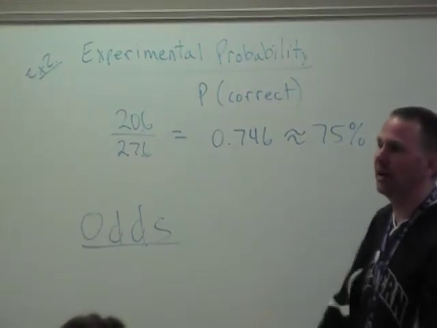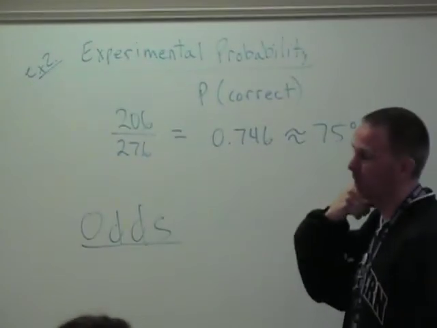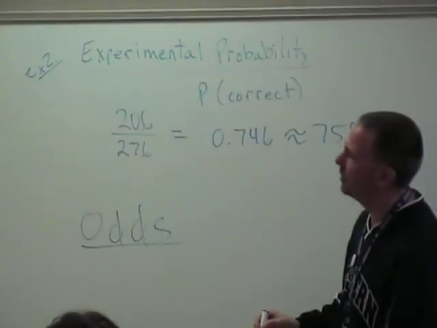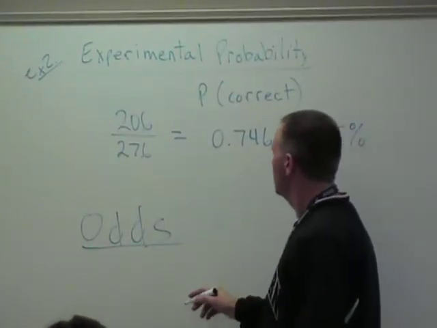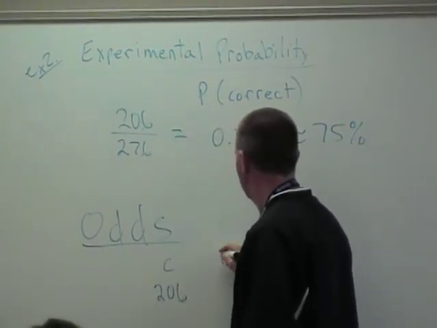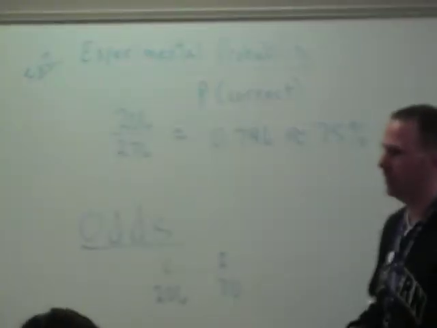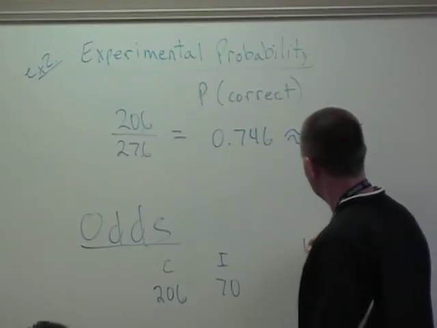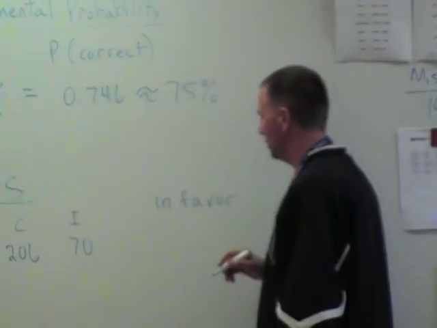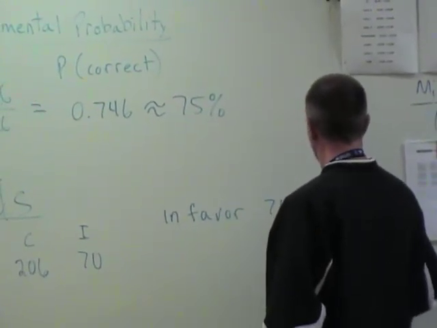Alright, I want to talk about odds. And we're going to use the same example here. How many incorrect are up there? 70. Alright, so correct we have 206, incorrect we have 70. Odds in favor: we'd say the odds of getting a correct order is 70 to 206.